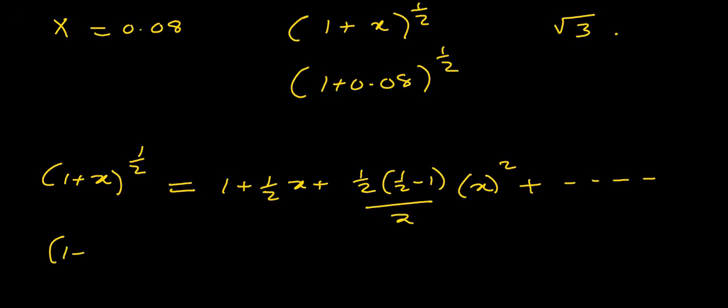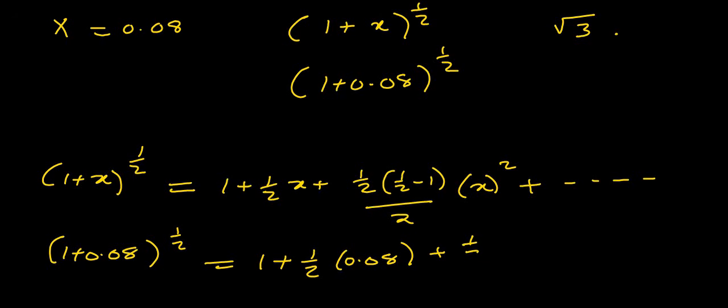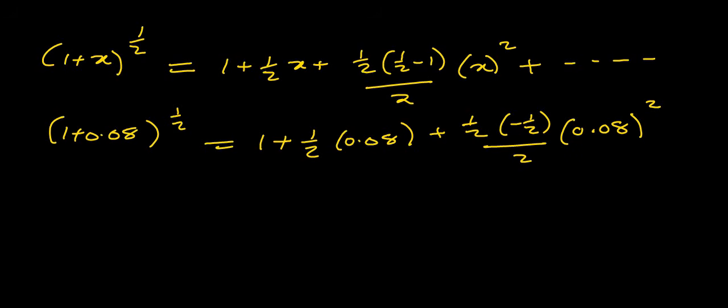We are saying 1 plus 0.08 to the power half. So wherever there's x here, they want us to replace it with 0.08. So it's 1, there's half, 0.08. Then plus, this is just half, negative half, then you have 2, then this is 0.08 squared. That's the first thing that you do after expanding, just replace.